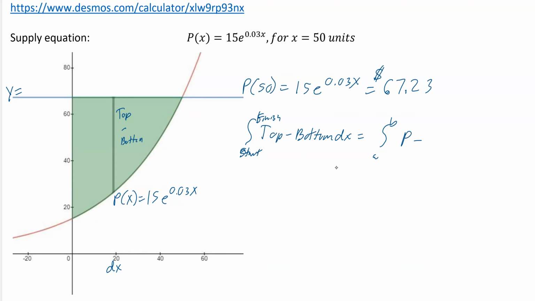Now the top would be our price minus P of X, which is our supply. So when we're talking about producer surplus, the price goes first because on the top we want to see a positive value here. So we have integral from 0 to b of 67.23 minus P of X dx. It's a 50. All right, and so our P of X here is our supply equation. You can tell it's a supply because it's increasing.